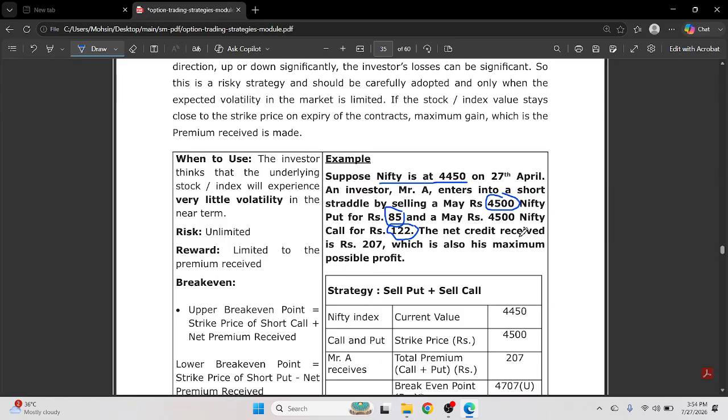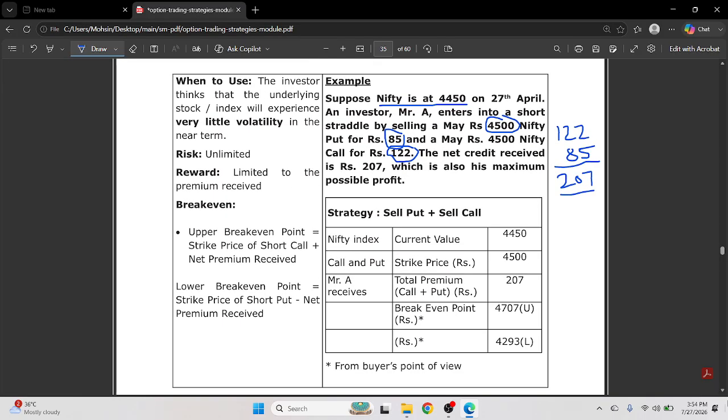The total premium I'm receiving is 122 plus 85, which is equal to 207 points. So we have received a total premium of 207 points, and that will be my maximum profit, if the market remains in that particular bracket of about 200 points. It is just like the previous strategy, but this is the strategy of a seller. A long straddle was the perspective of a buyer and this is the perspective of a seller.